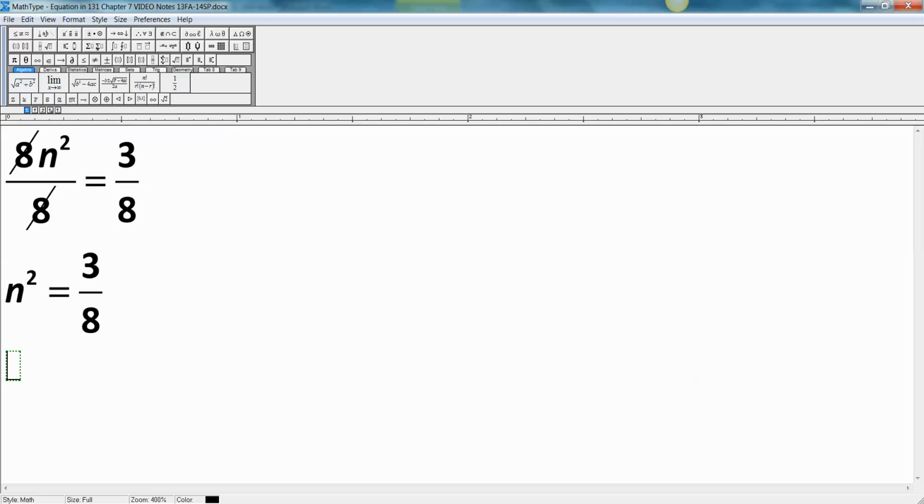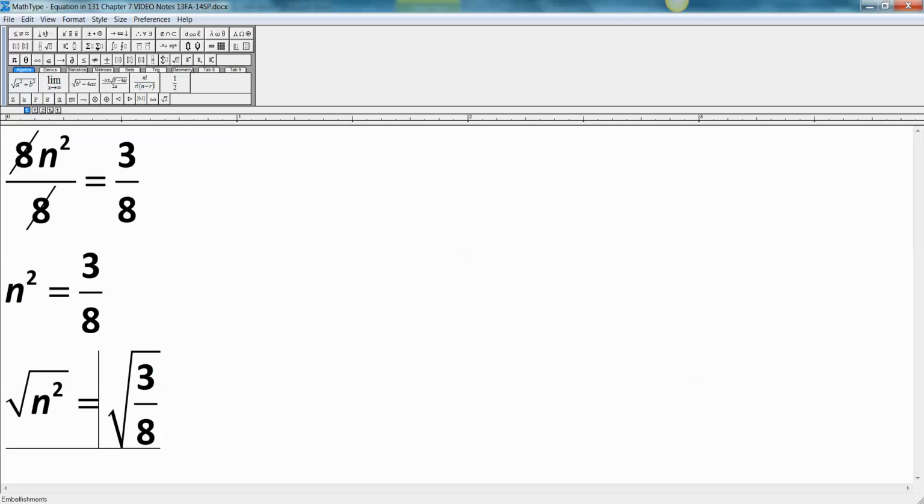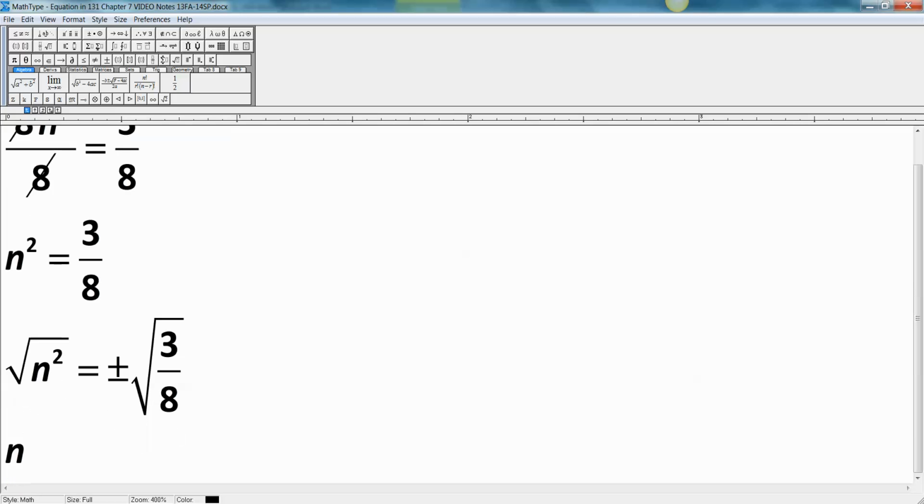All right, so now we want to take the square root of both sides. So the square root of n squared and the square root of 3/8, plus or minus, right? On the left, you're going to have n, no troubles, equals trouble. You're not allowed to leave it like this.